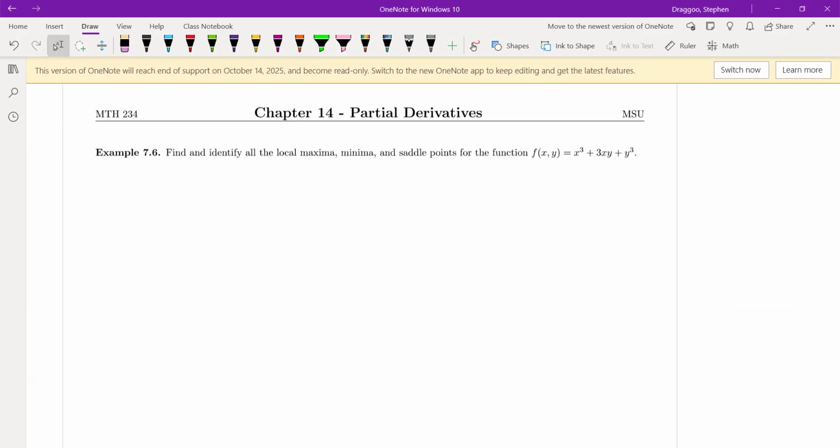But the best way to really come to terms with all this stuff is just keep doing examples. So let's see another one. So here's some function, x cubed plus 3xy plus y cubed. Identify and classify all of its critical points.